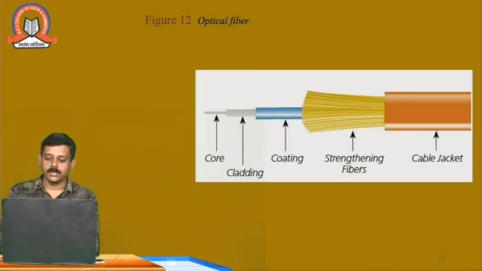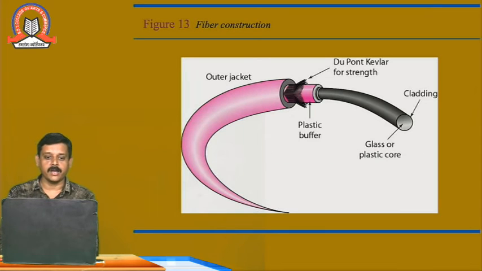As you can see in another diagram, we have an outer jacket, then we have a DuPont Kevlar for strengthening, which gives strength to the wire. After that, we have a plastic buffer with a core and cladding. We have a glass or plastic core material, most probably made up of fiber.